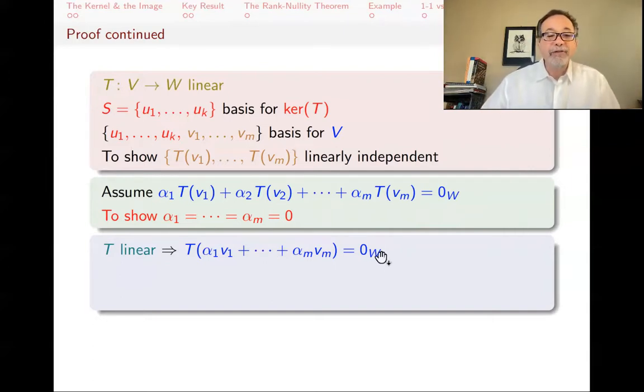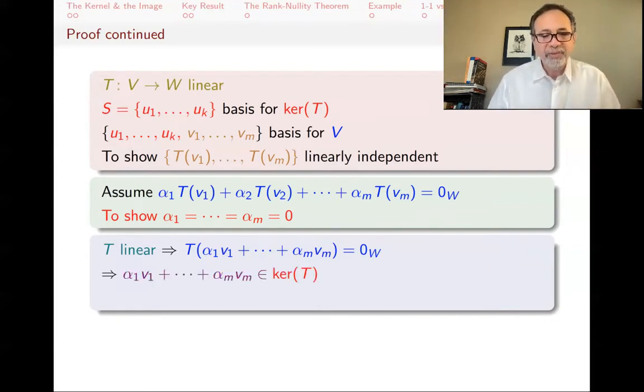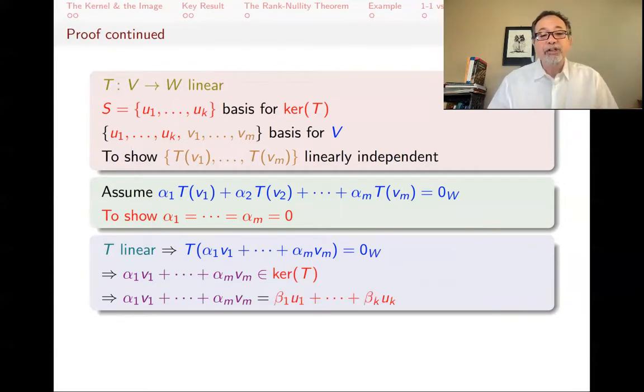Okay, so what? Now I've got this thing here, T of something that went to 0. Think of that as an apple. T of apple is the 0 vector. How could that be? Oh, that means apple is in the kernel. Doesn't mean that it's 0, but it's in the kernel. So this guy is in the kernel. I'm not done yet. So what about the kernel? But now I remember that I had a basis for the kernel. What? S. S was a basis for the kernel. If this guy is in the kernel, it should be a linear combination of the basis elements.